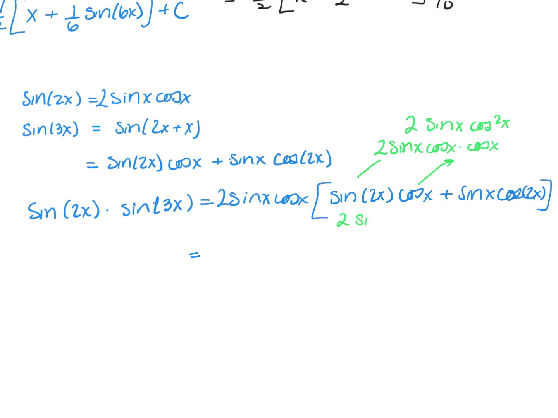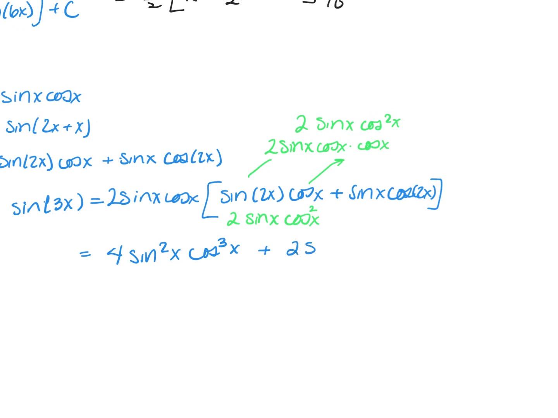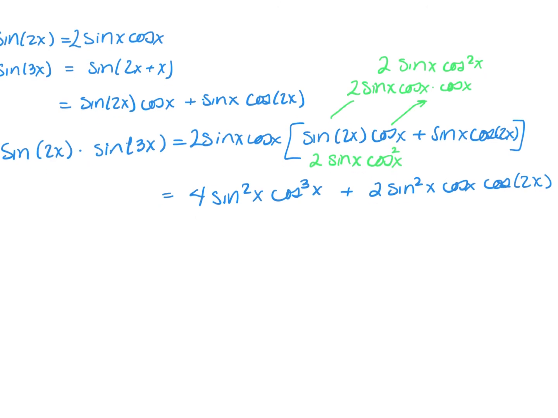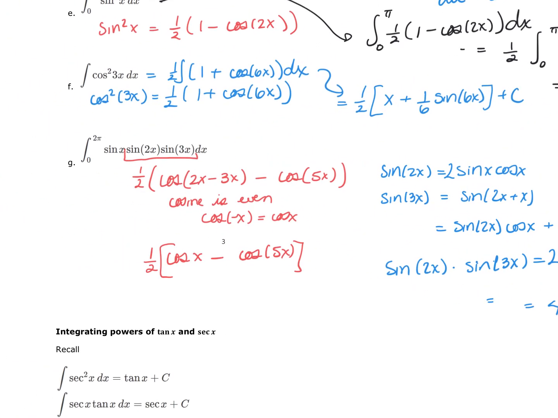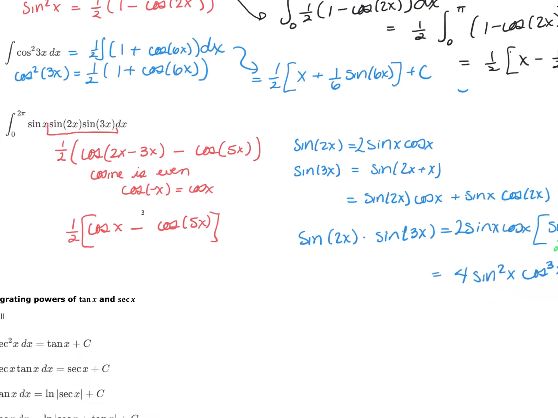So this is 2 the sine of x cosine of x. So this first one becomes 4. It should be cosine squared. 4 multiplied by the sine squared of x cosine cubed of x plus 2 the sine squared of x, the cosine of x multiplied by the cosine of 2x. Holy smokes. Okay, now that's just the replacement for the sine 2x, the sine of 3x.